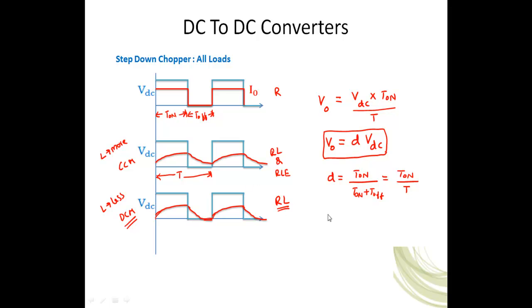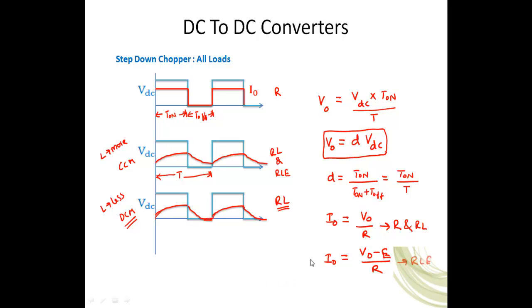Once you have the V average, you can calculate the I average. I average is V average divided by resistance. This is for the R load and RL load. In case of the RLE load, as I told you, the output voltage is similar, but the current will be a little different. That is V average minus back EMF, divided by resistance. So this is for the RLE load.